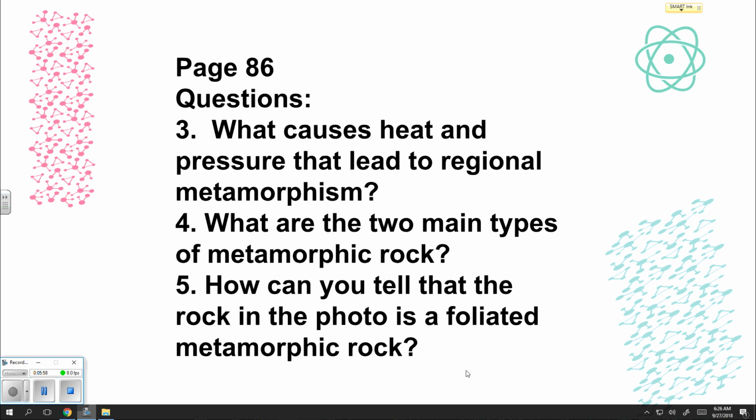Regional metamorphism affects rocks in a much larger area than contact metamorphism does. Highlight that sentence. However, regional metamorphism produces so much heat that it can cause some rock to melt. Highlight that sentence.